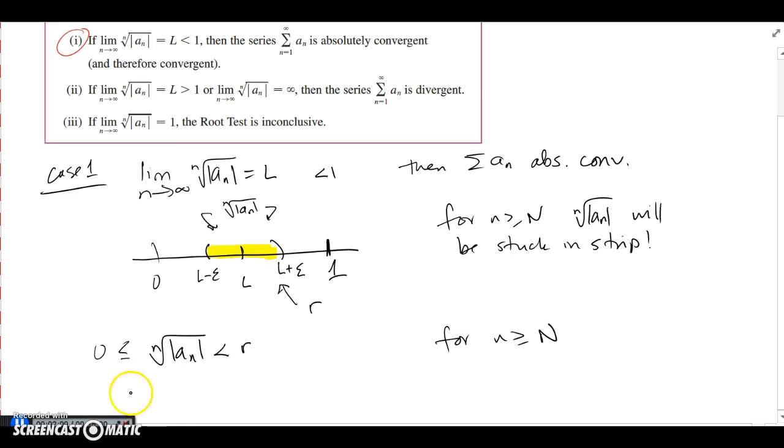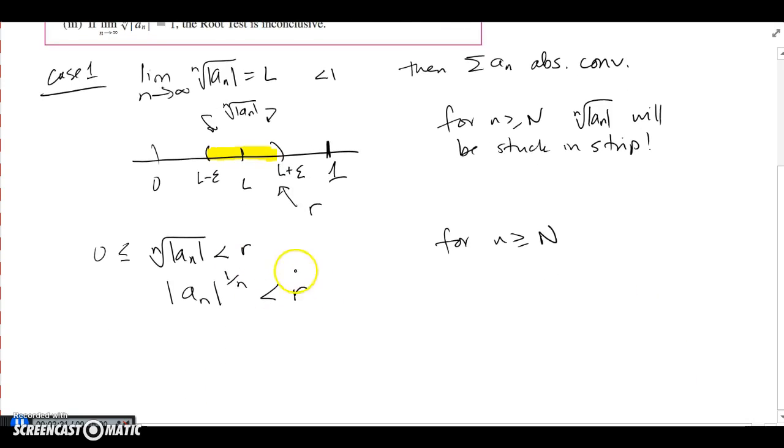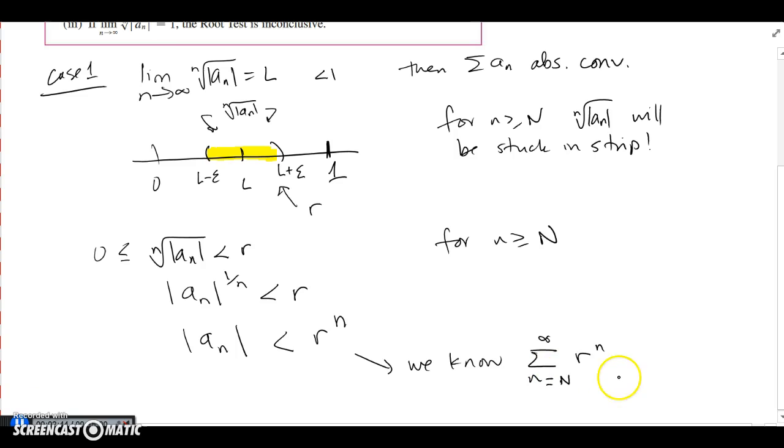So what I have here is that the absolute value of a sub n raised to the 1 over n is going to be less than R. And I can go ahead and raise both sides to the nth power. When I raise the left side to the nth power, I get the absolute value of a sub n. And when I raise the right-hand side to the nth power, I get R to the n. But we know that R to the n makes a geometric series, because all the terms are R times R times R times R, and so on, as I go to the right. This is a geometric series, and since we know that our chosen R was less than 1, it has to converge.